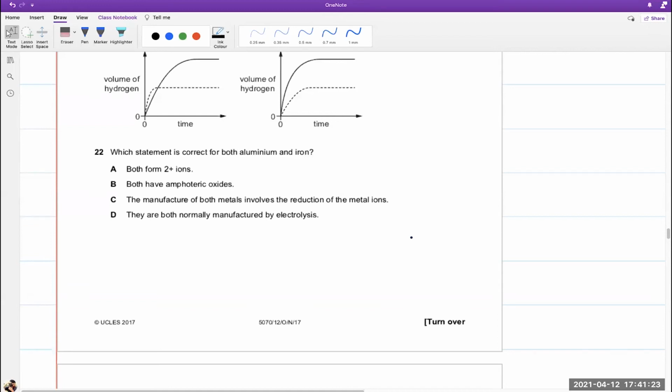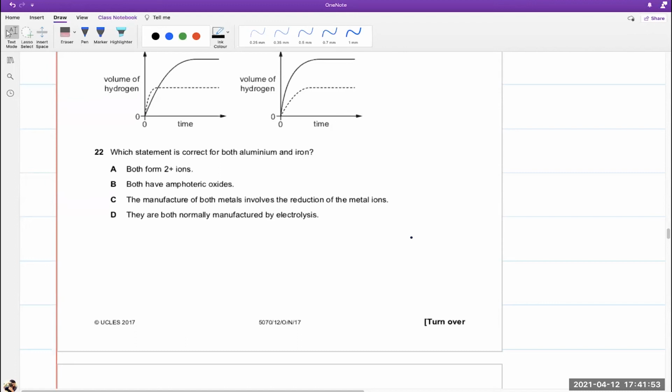Again, we know that aluminium oxide is definitely amphoteric, but we don't know that for iron oxide. In fact, that is basic. The manufacture of both metals involves reduction of metal ions. दुनिया का हर metal reduction के through बनता है सिवाय precious metals के. If you're getting a pure metal out in the wild, वो तो ठीक है, वो आपको reduce नहीं करना. But you will be reducing any metal ion that you get in nature. So yeah, this is true.